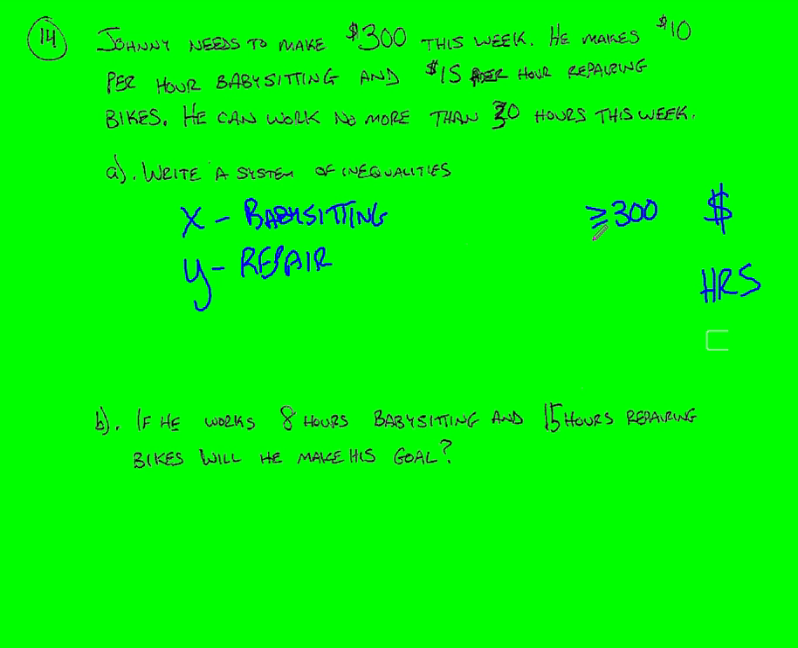Now, how do I get my amount of money? Well, I take whatever I got babysitting, and it said I made $10 per hour. So $10 per babysitting hour, plus $15 per bike repair hour. And that's got to be bigger than 300 to get the money I need. The other one for the hours, it said 30 hours. And how do I get my hours? Well, I have babysitting hours and I have repair hours. So they get added up just like so. And I can't work more than 30, so I want that to be less than or equal to 30.